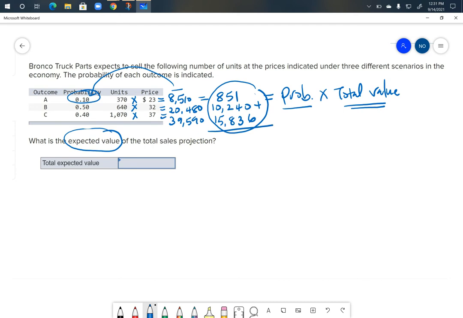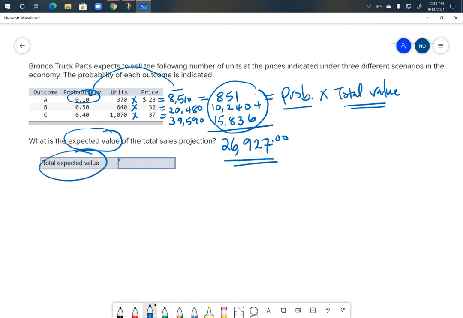And when you add these three values, this will give us our total expected value. So our total expected value, if you add those three values, then you end up getting a value of 26,927 as the total expected value.